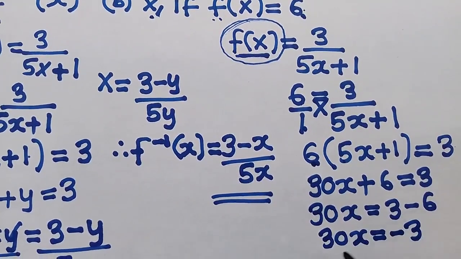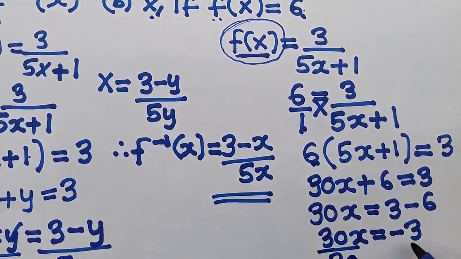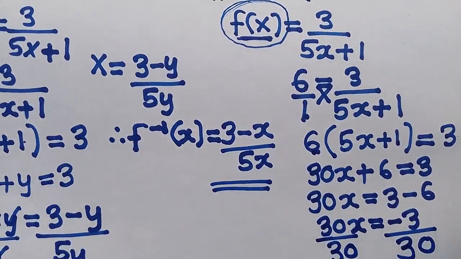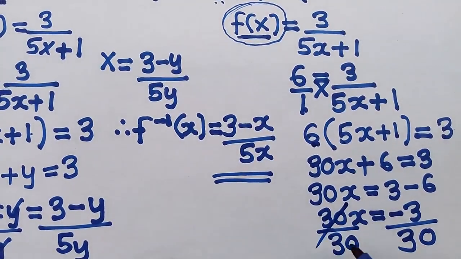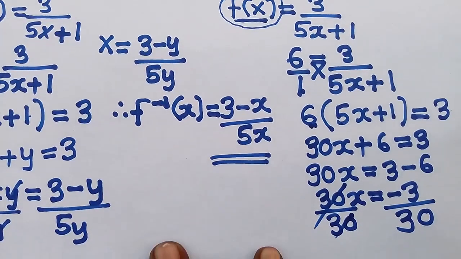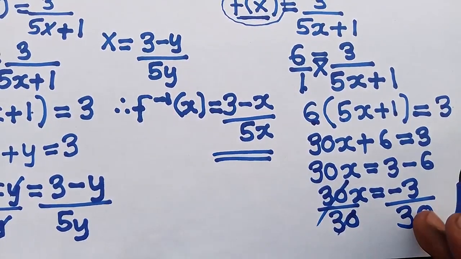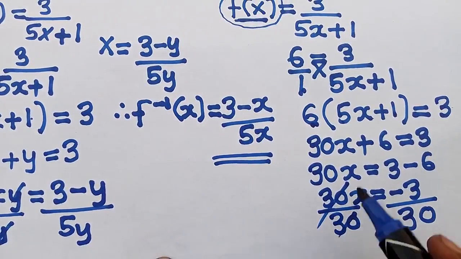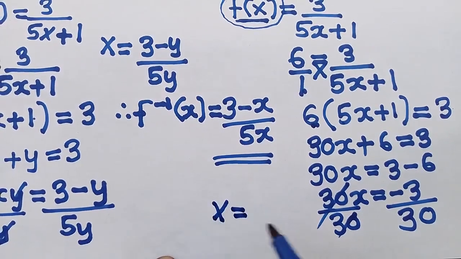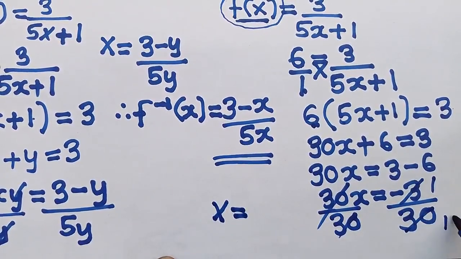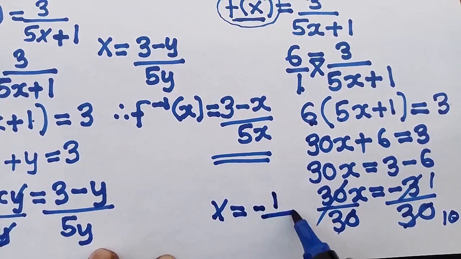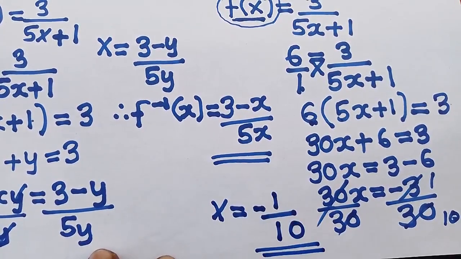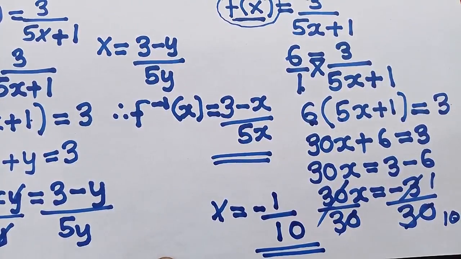Then you divide both sides by 30 here, so that we have the value of x. So divide by 30 there, you also divide by 30 there. When you divide by 30, this and that will be cancelled, which means we are going to remain with x, which is equal to 3 there it is 1, 3 there it is 10. So the answer is negative 1 over 10. This is your answer. This is how you need to calculate that one.